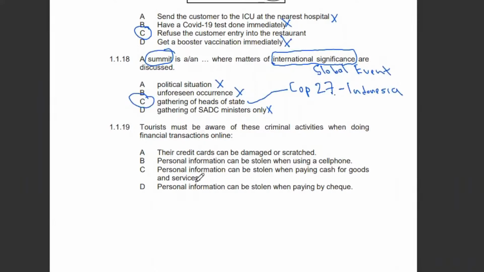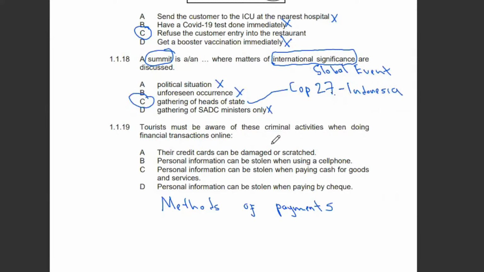1.1.19. Tourists must be aware of these criminal activities when doing financial transactions online. It is yet another question which deals with methods of payment. Times have changed. We now have newer methods of payment whereby you use technology. But still, as you are using technology, you need to be safe as well.